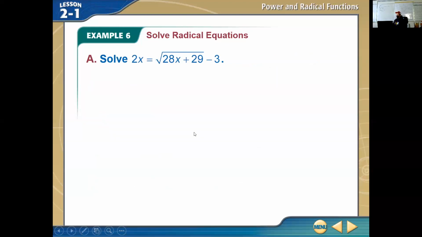Solving radical equations. Here we go. Algebraic nightmare. To put it in delicate terms, we'll say. Delicate terms. So we're given 2x is equal to the square root of 28x plus 29, minus 3. Okay.